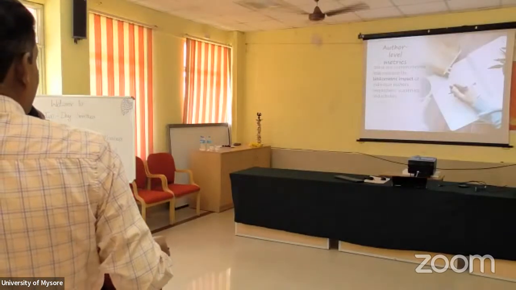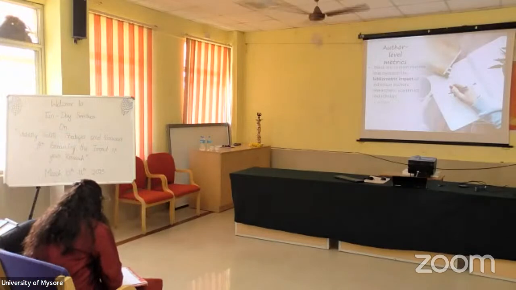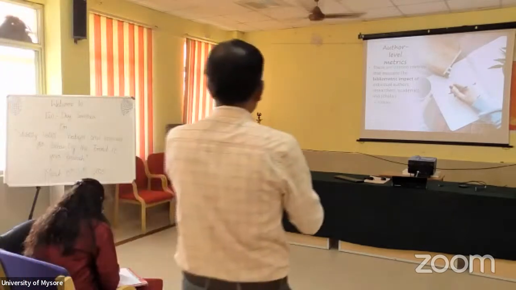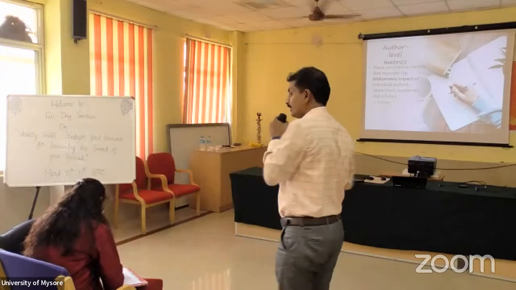So here there are two types of metrics. One is author level metrics, and the other is journal level metrics. What are the author level metrics? These are the metrics that measure the bibliographic impact of an individual author.